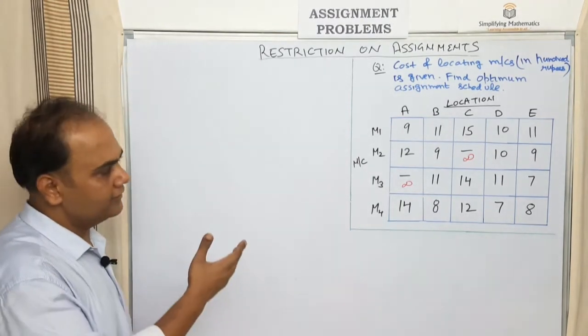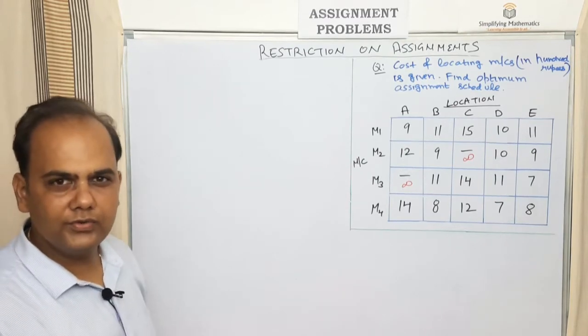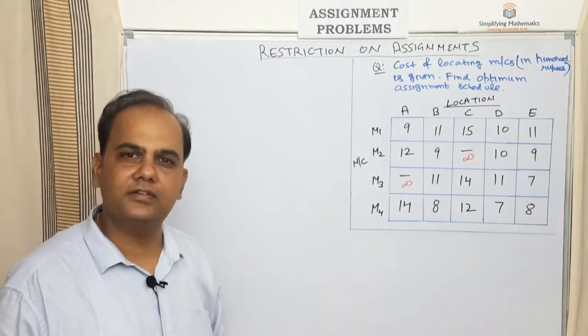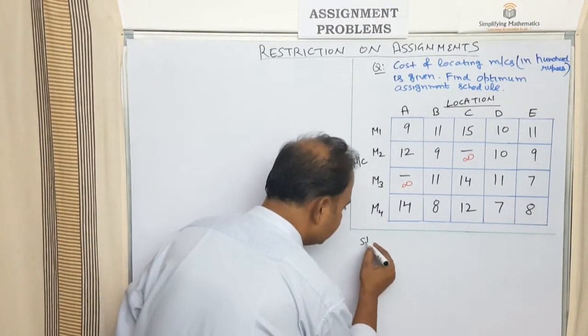Now starting with the solution. The first step is finding the optimal solution. Which method will we use? We'll normally use the Hungarian method. So what are the various steps in the Hungarian method?